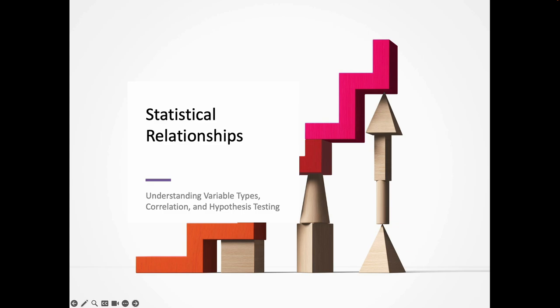Hello everyone. In our last module, we are going to explore statistical relationships, which is a core concept in econometrics. We are going to cover how to understand different variable types, how to interpret correlation, and the fundamentals of hypothesis testing. A key takeaway from this module will be the crucial distinction between correlation and causation.